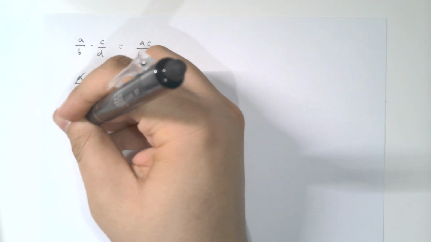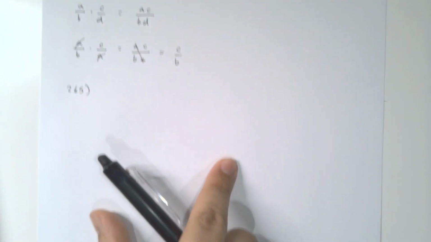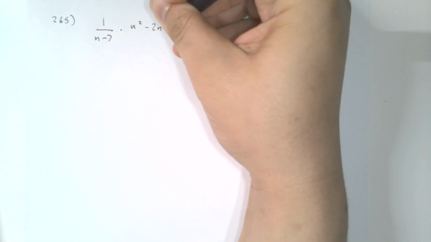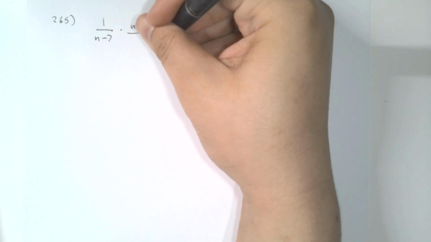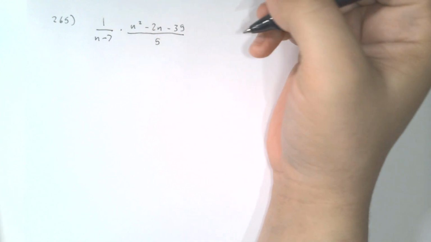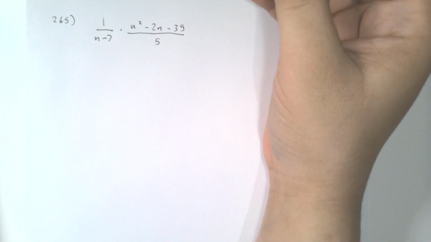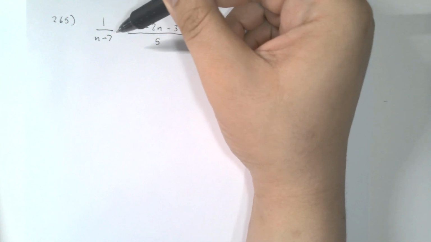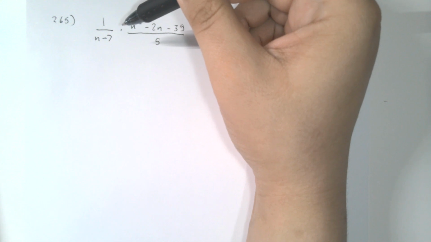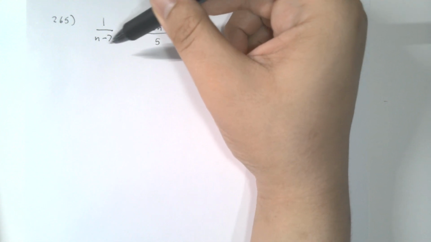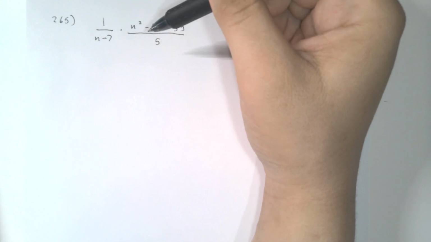So let's look at number 265. For 265, we have 1 over n minus 7 times n squared minus 2n minus 35 all over 5. So the first thing we want to do is check if the left fraction is factored. And it looks like it is. We have 1 and n minus 7. We can't do anything with that.